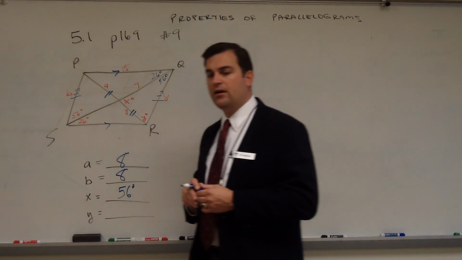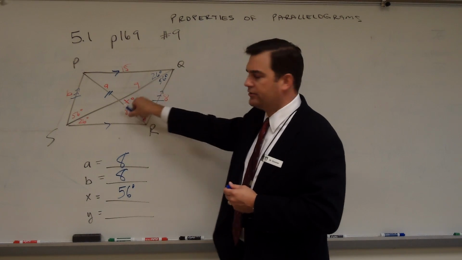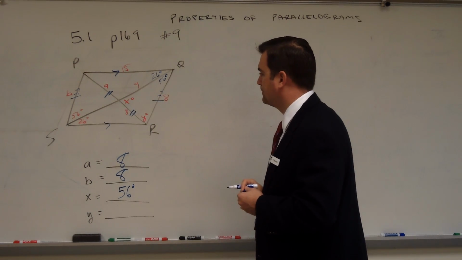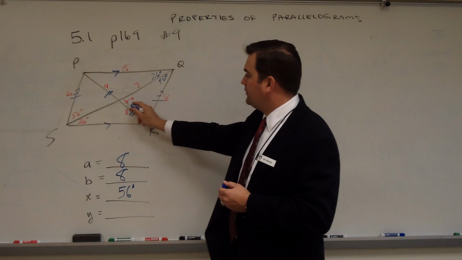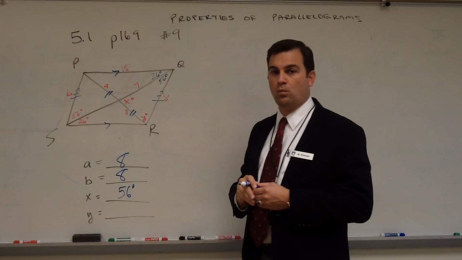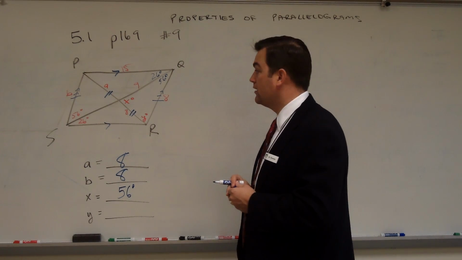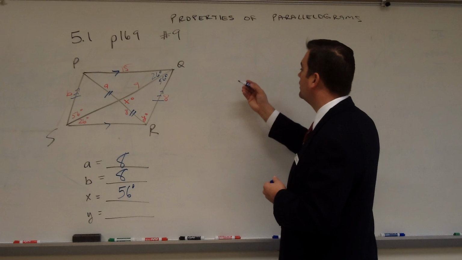This problem would be very hard to solve if I didn't recognize this isosceles triangle right there. If X is 56 degrees and the other base angle is 56 degrees, then I can solve for Y degrees by remembering that the interior angles of a triangle add up to 180 degrees.